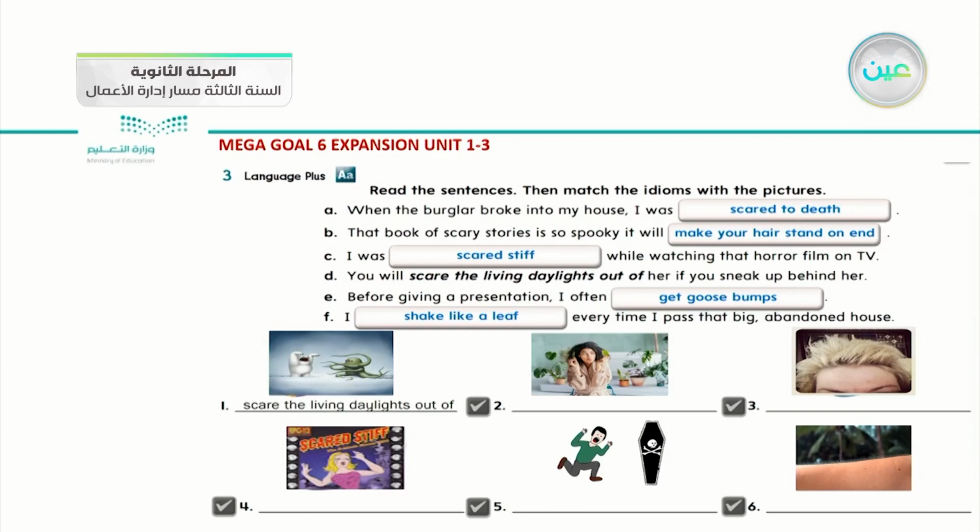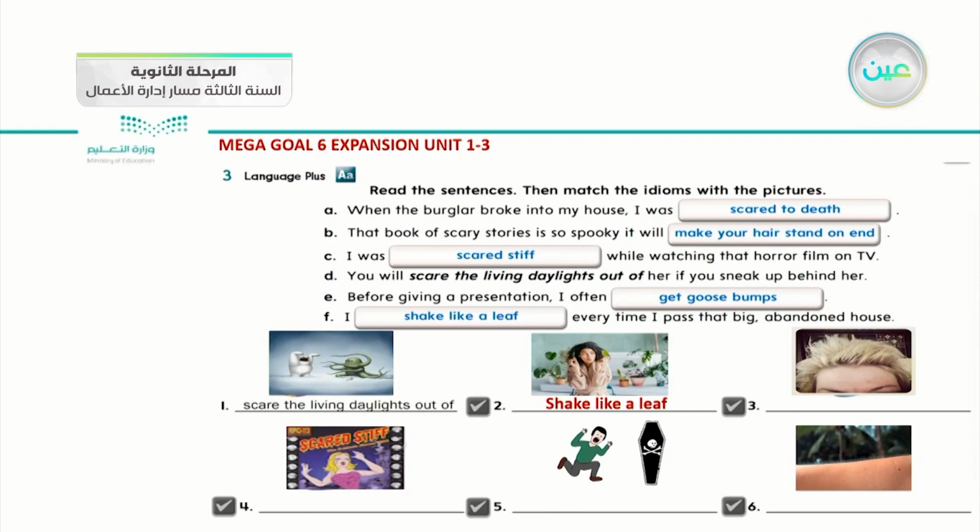Okay, number one, when the burglar broke into my house, I was scared to death. What do you think is the suitable one? Is it that one, or the second one with leaves, or that one, get goosebumps, or scared stiff? What do you think is the right one? So let me check. Number one, scare the living daylights out of, is suitable with that one.